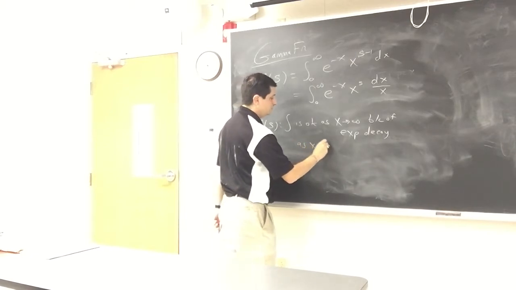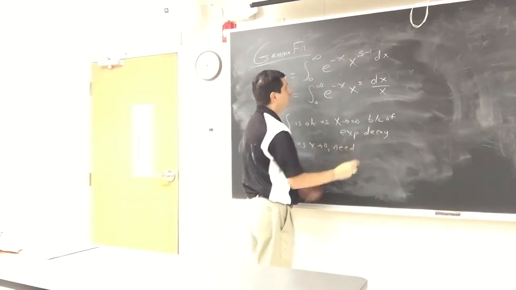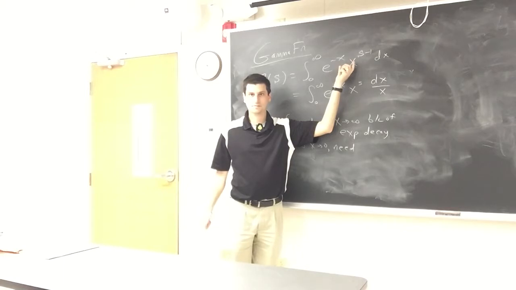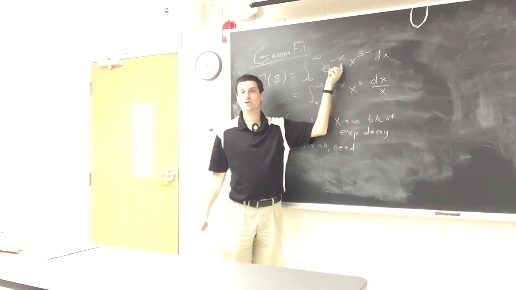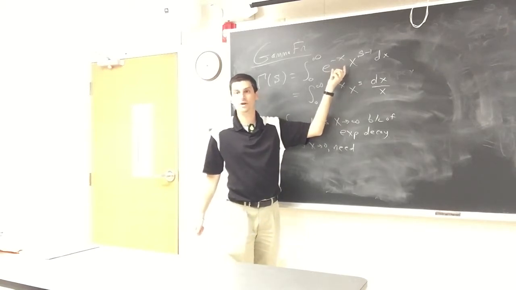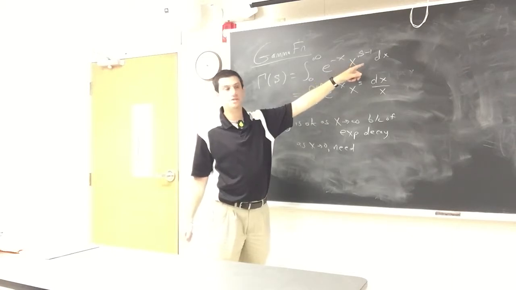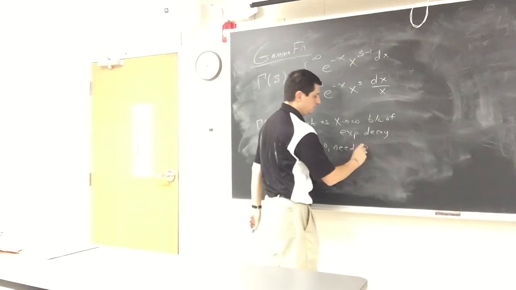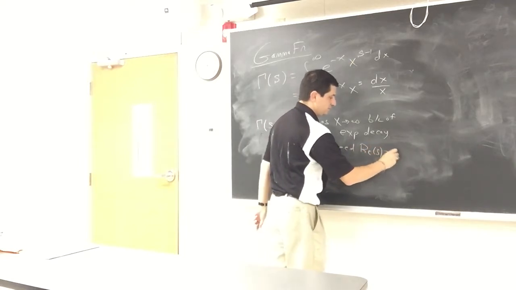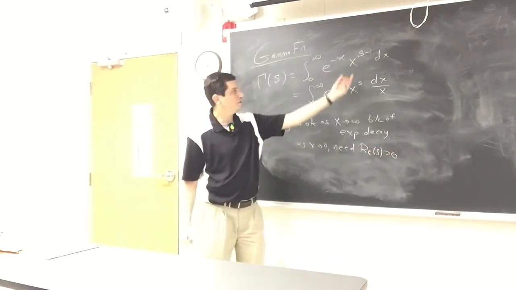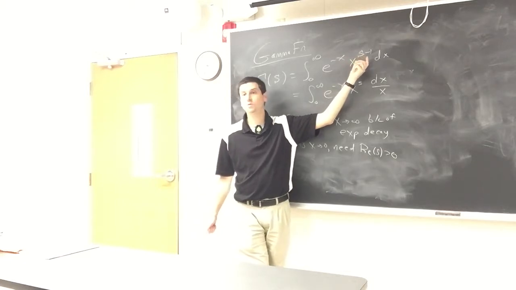As x goes to 0, what do we need for this integral to make sense? What does e to the negative x look like as x goes to 0? It looks like 1. So I have x to the s minus 1. If I want this to be integrable, I need s to have real part greater than 0. And as long as the real part of s is greater than 0, this integral will make sense.